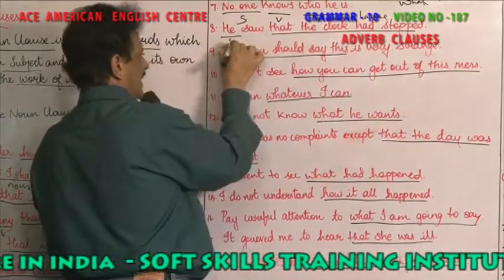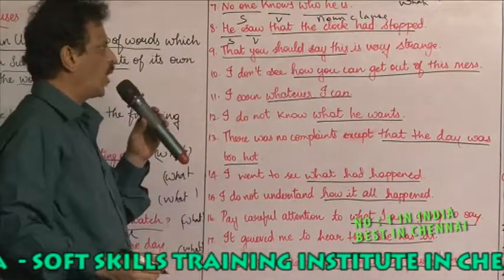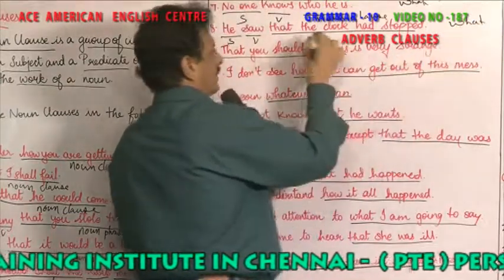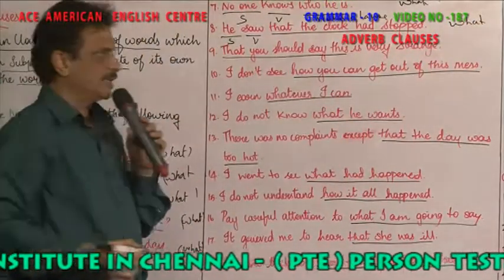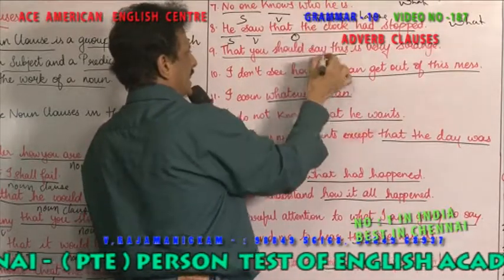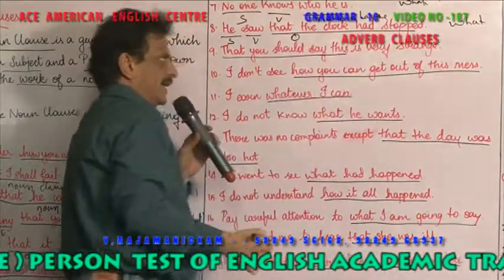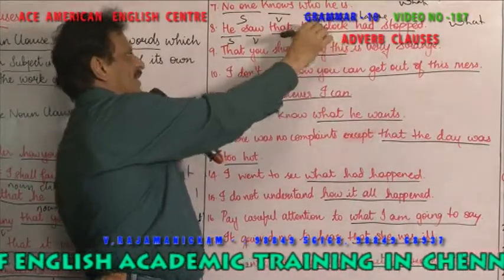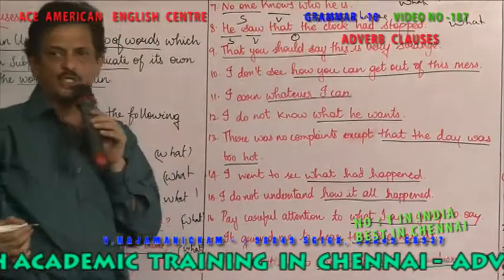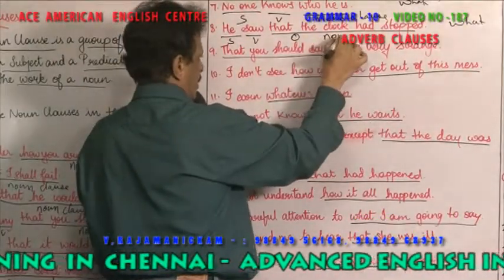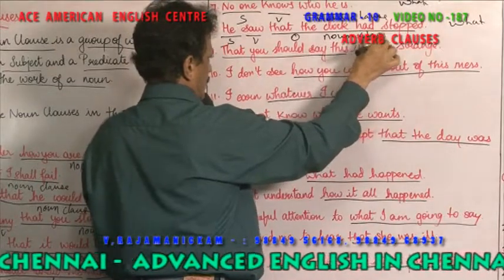He saw. He is the subject, saw is the verb. He saw what? You ask a question, what? The answer you get is that the clock had stopped. So "that the clock had stopped" is an object. The clock is the subject and had stopped is the predicate. So this entire sentence does the function of an object of the verb saw, and it does the function of a noun. So it is called a noun clause.